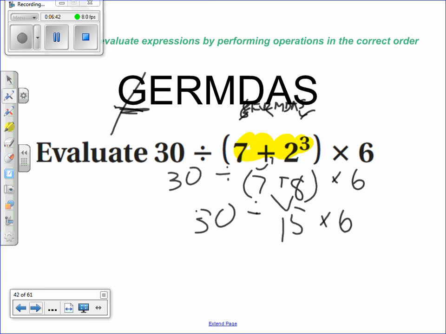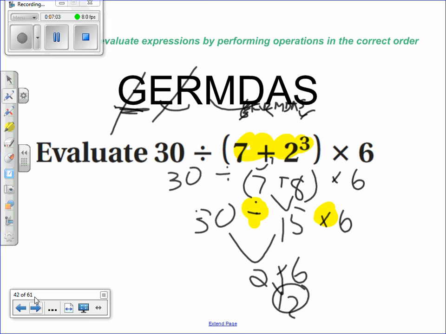All right, now my groups are done. Exponents and radicals don't have any. Multiply and divide from left to right. Oh, I've got multiplying and division. All right, remember they're equals. Whichever one comes first, I do first. So let's do this first. 30 divided by 15 is 2. Now I'm just left with 2 times this, which is 12.